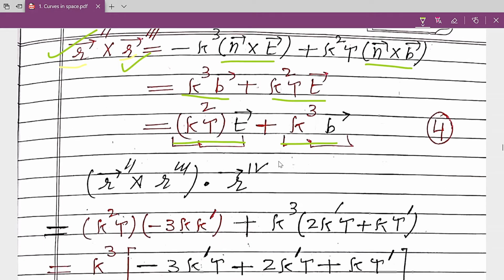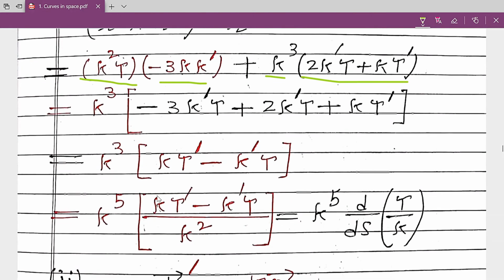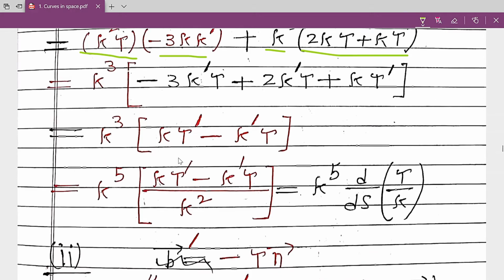Now taking the dot product with the r fourth derivative, we get these values. The dot product of the same vector is equal to 1, and of different vectors is equal to 0. So we get only these terms: kappa square tau minus 3 kappa kappa dash kappa cube, and this is 2 kappa dash tau plus kappa tau dash. So on simplification, we get this equation. Clear?